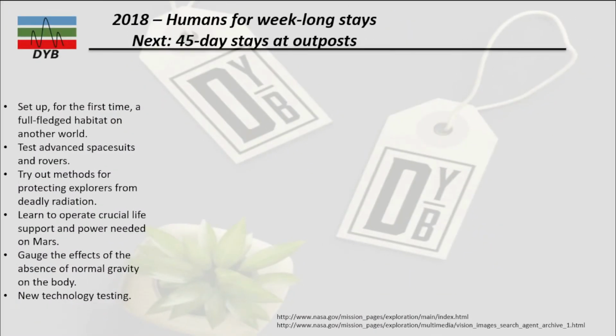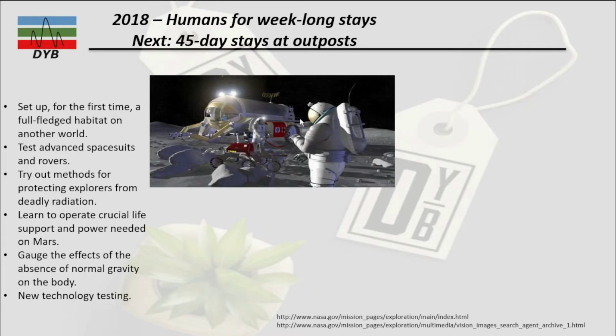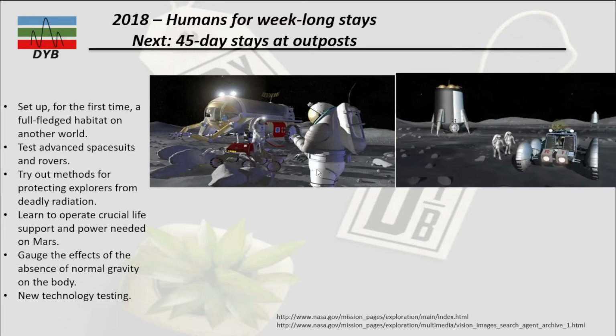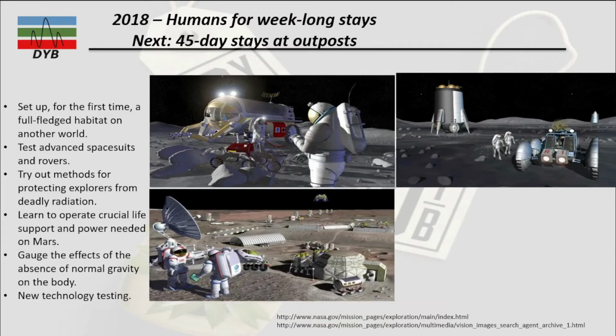There was also a recent Apollo-related mission in 2018, in which they stayed for a week on the surface of the moon, and their next plan is to stay 45 days at an outpost. During this time they set up, for the first time, a full-fledged habitat on another world, the moon. They also tested advanced space suits, the suits which they wear, and the rovers, I mean the cars, and tried out methods for protecting against and exploring with the deadly radiation coming from the sun.